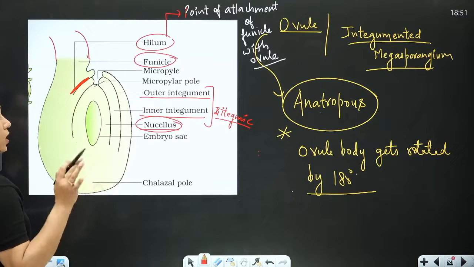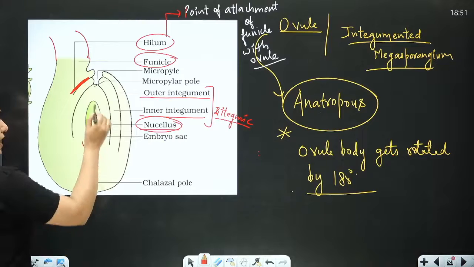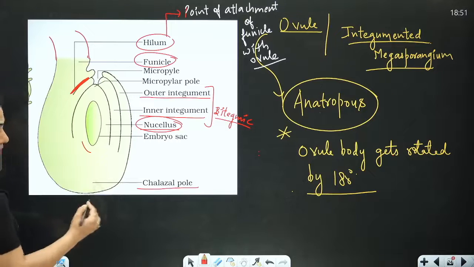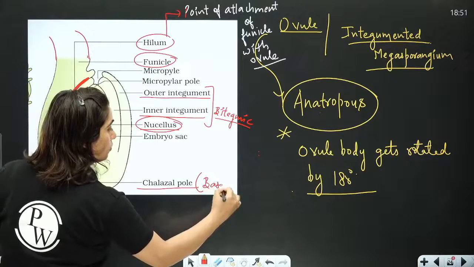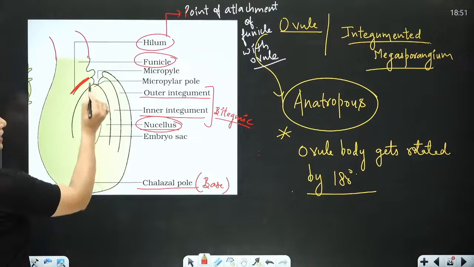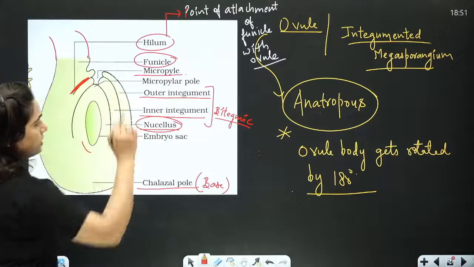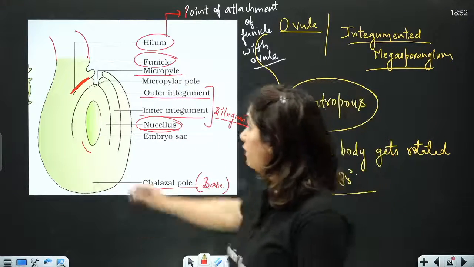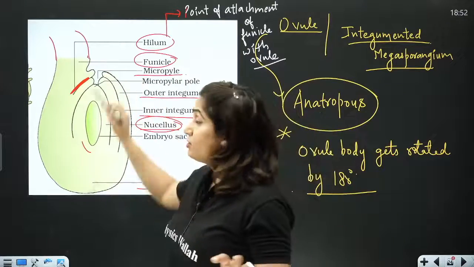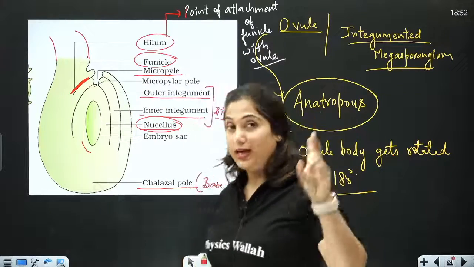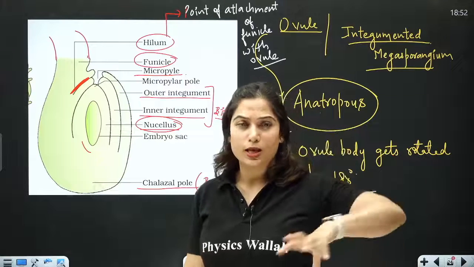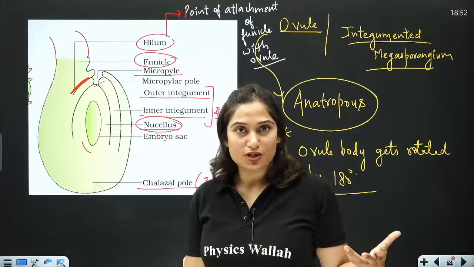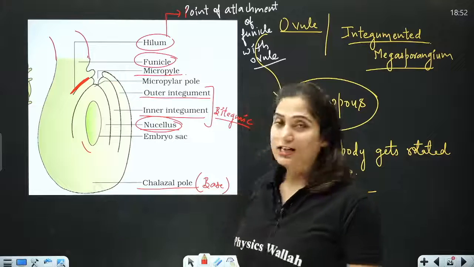Then inside the integument, it has a mass of parenchymatous cells, which is called as nucellus. And ultimately, when the ovule gets matured, embryo sac is formed inside the ovule, right? The chalazal end, the base of the ovule, is called as chalazal end, and this is the opening which is called as the micropyle. So this is a typical structure of the ovule, right? Funicle is the stalk. Hilum is the point of attachment of funicle with ovule. It has two integuments. Inside the ovule, there is a mass of parenchymatous tissue called as nucellus, which ultimately gives rise to embryo sac, and micropyle and chalaza.